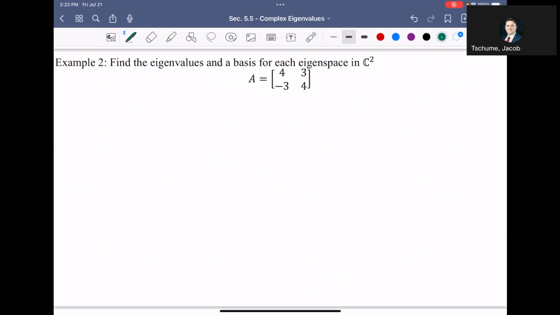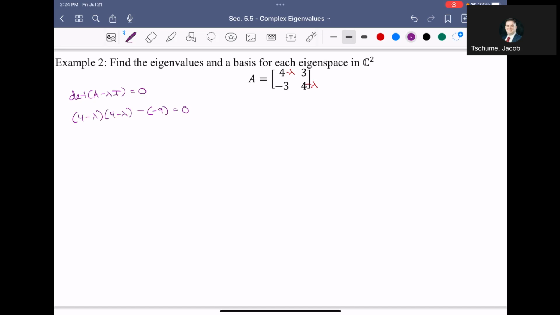So going through the same steps again, I want to imagine that there is a minus lambda down the main diagonal, because you are about to find the determinant of A minus lambda I, and you're going to set that equal to 0. So when I find the determinant of this 2 by 2 matrix, you get 4 minus lambda times 4 minus lambda minus a negative 9 is equal to 0.